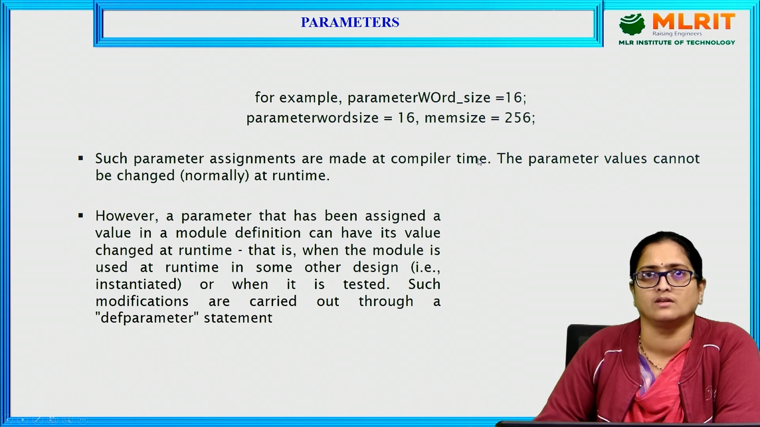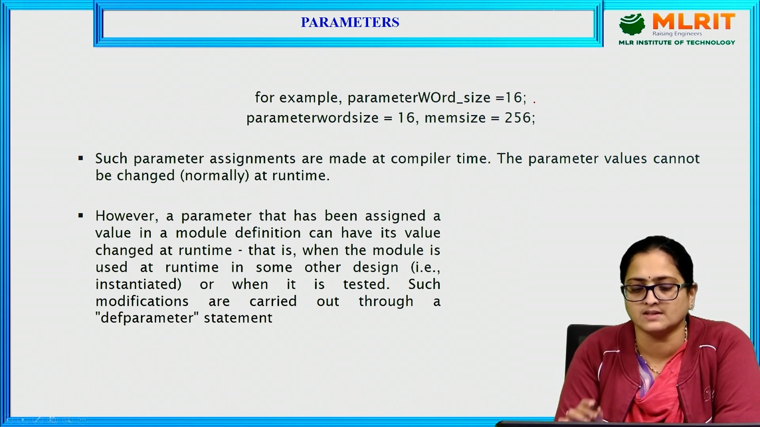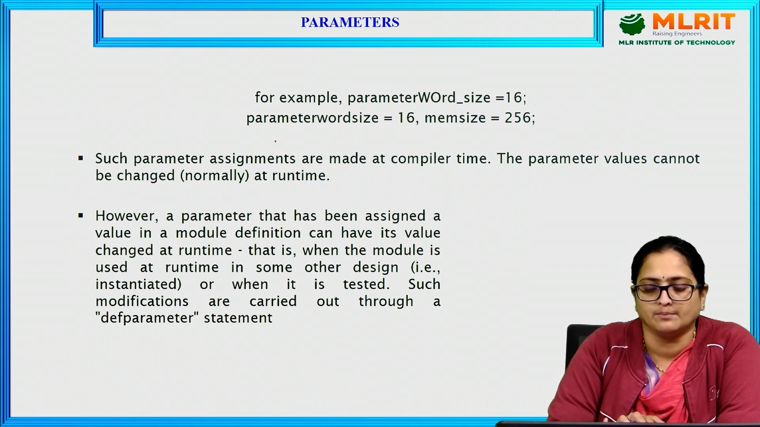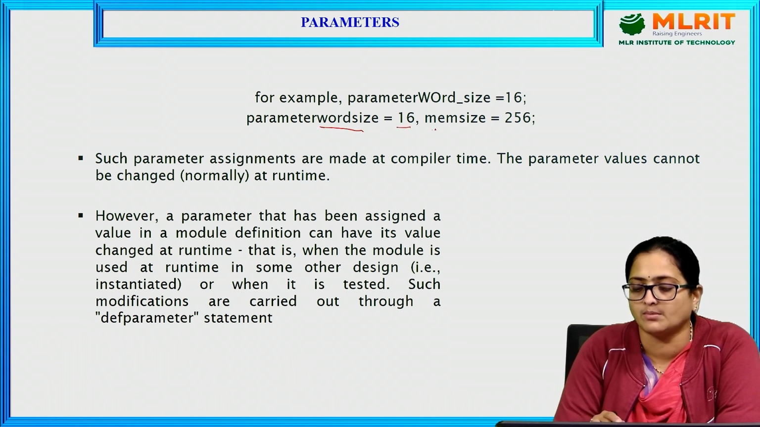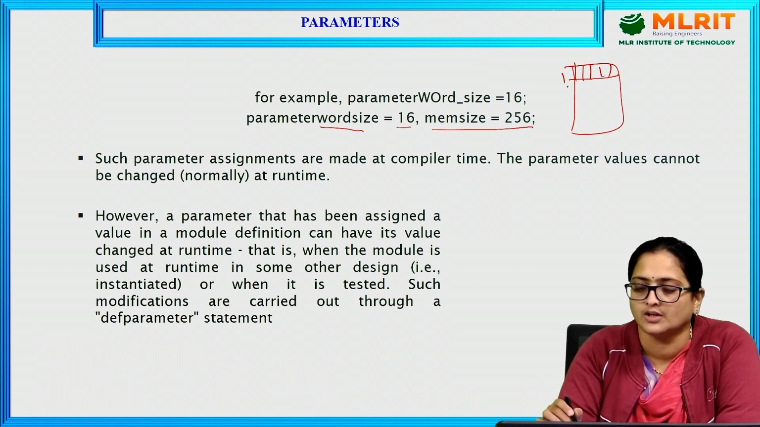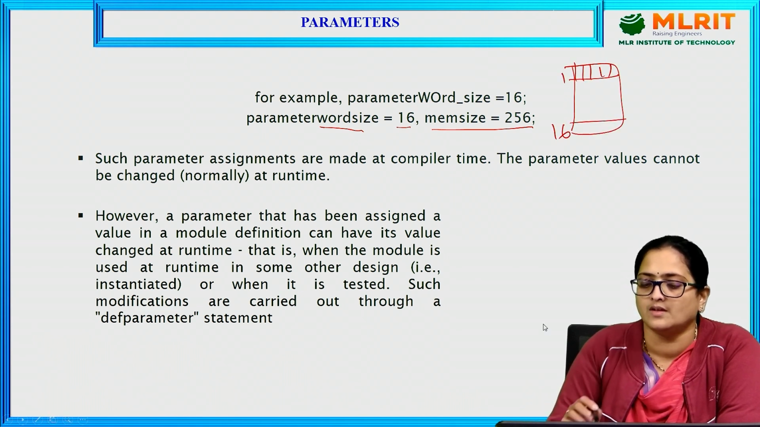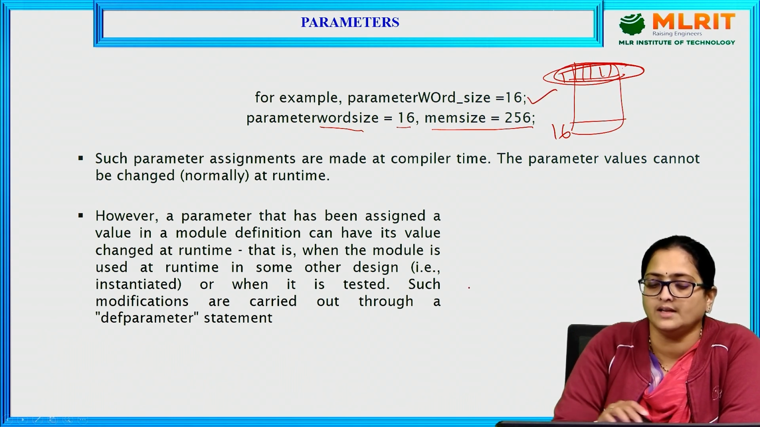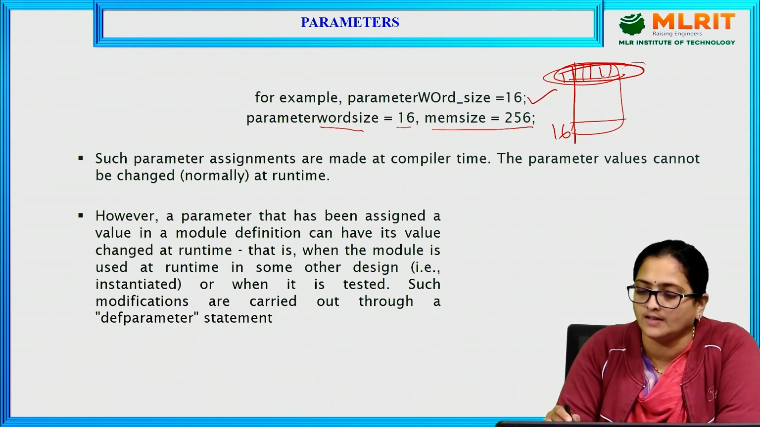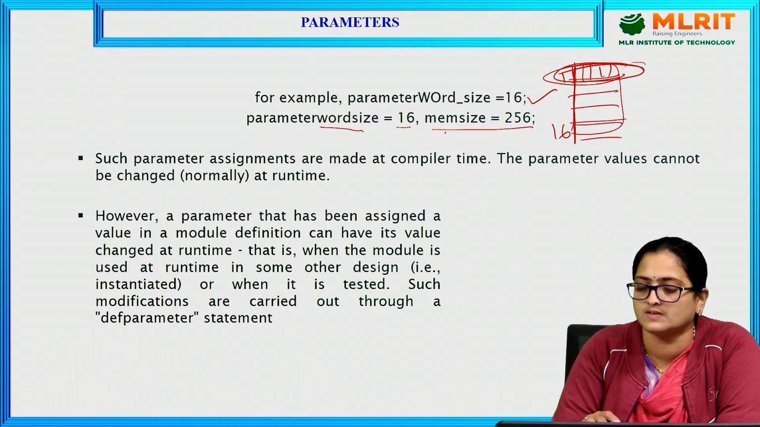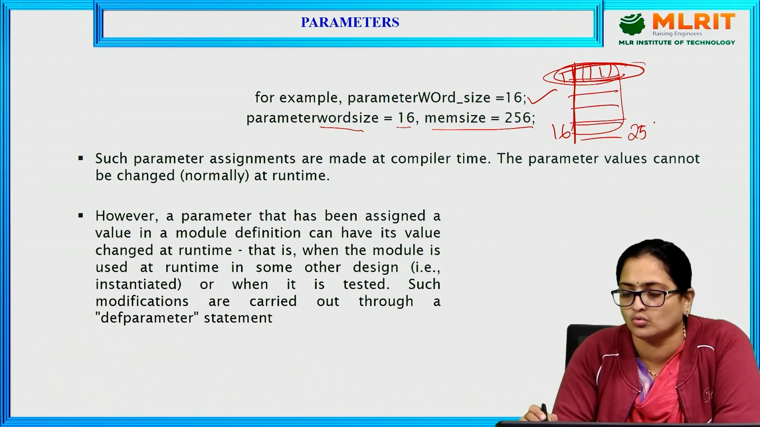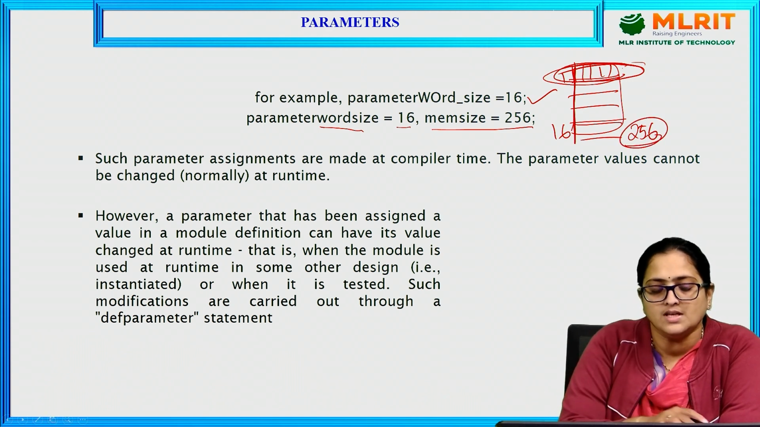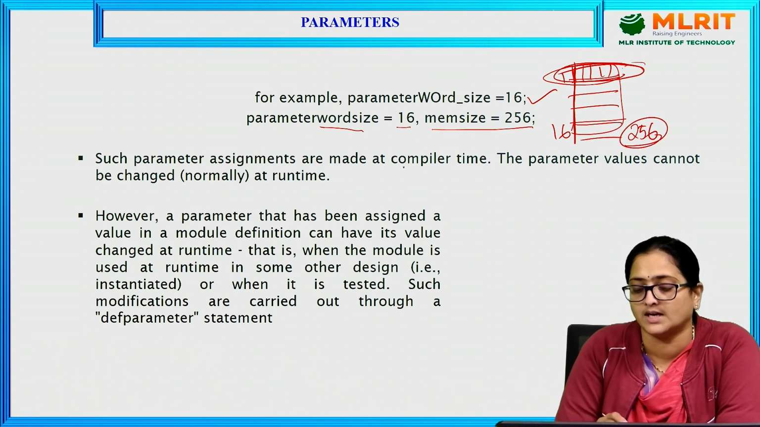So you need to use a keyword called parameter to resize your bus width or LIFO depth or memory size. For example, parameter word size 16 and memory size is 256. So it is going to be arranging 16 bits in 16 rows. The first one just defines the 16 bits, with the parameter. And here the parameter word size is 16 and the number of rows is also 16. So total memory size will be 256.